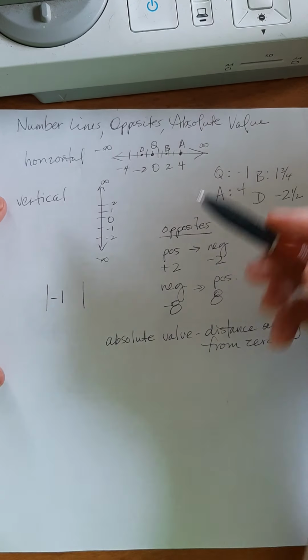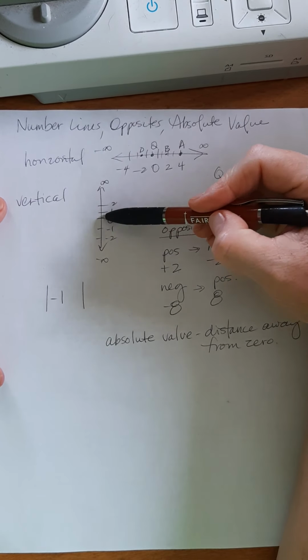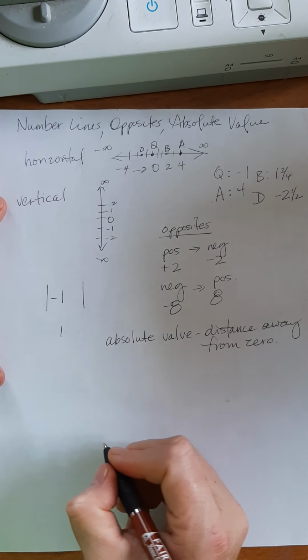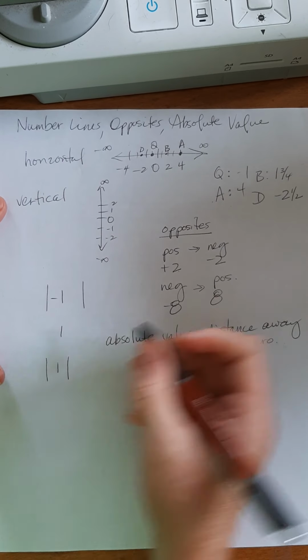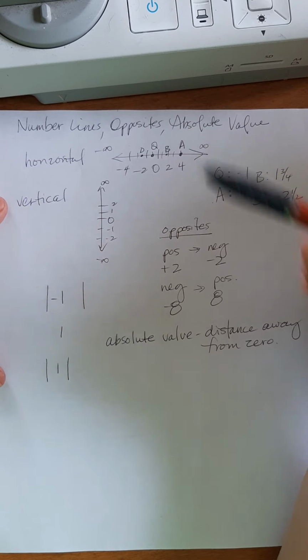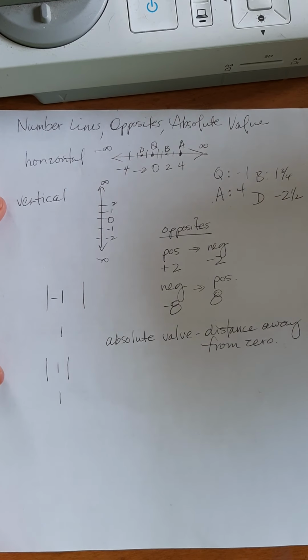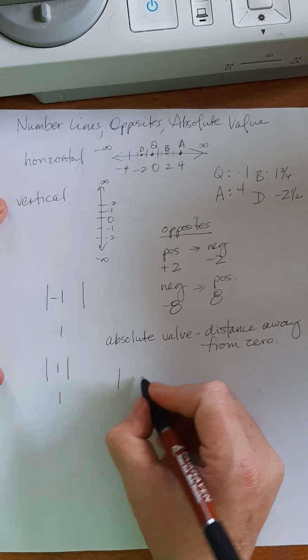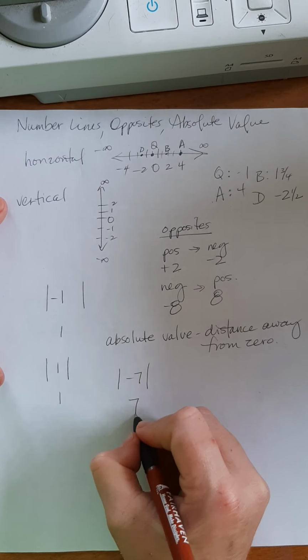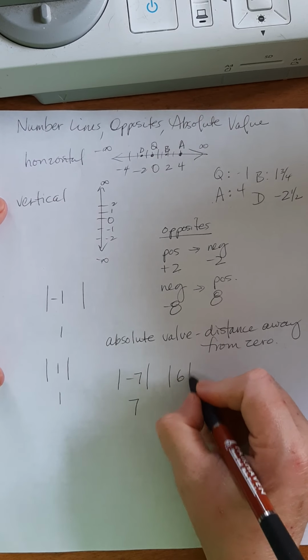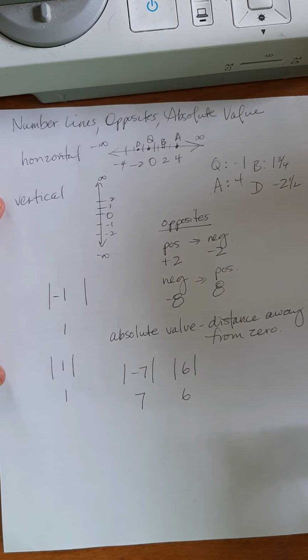So like if I said the absolute value of -1, it's 1 away from 0. If I said the absolute value of +1, it's 1 away from 0. So if I said absolute value of -7, 7. Absolute value of 6, 6.